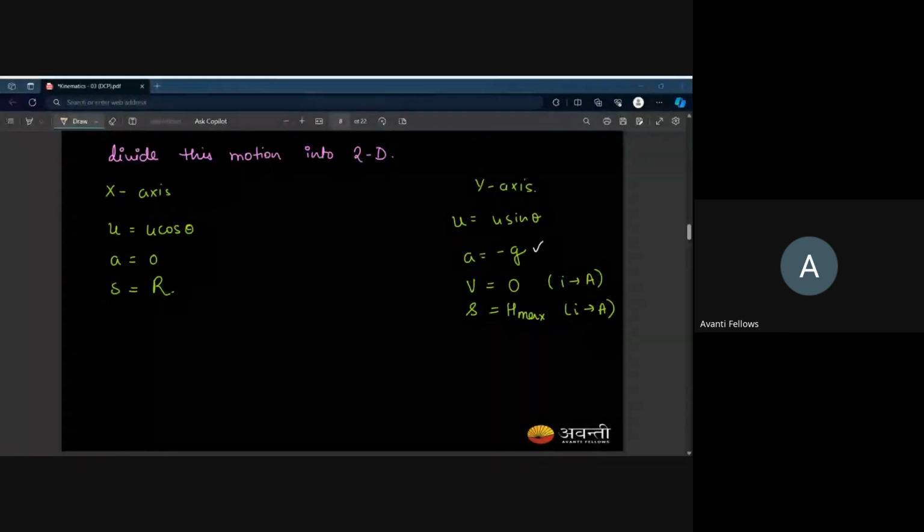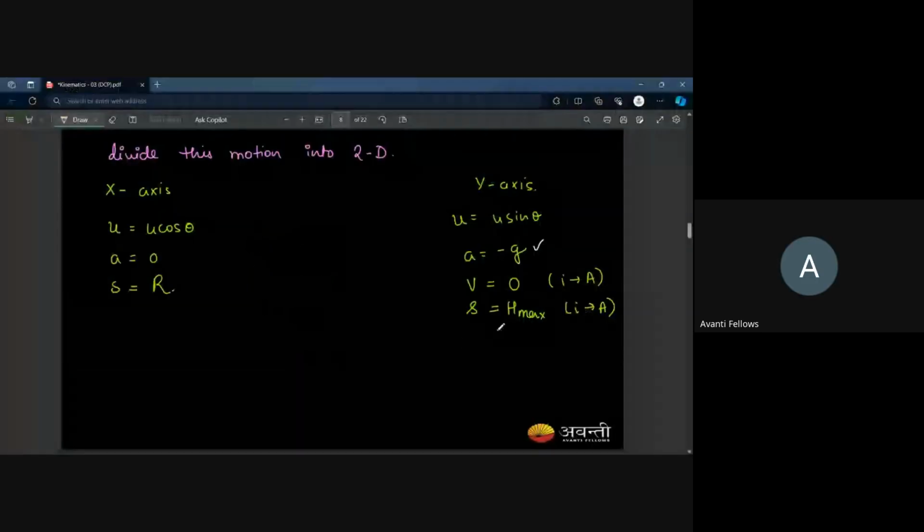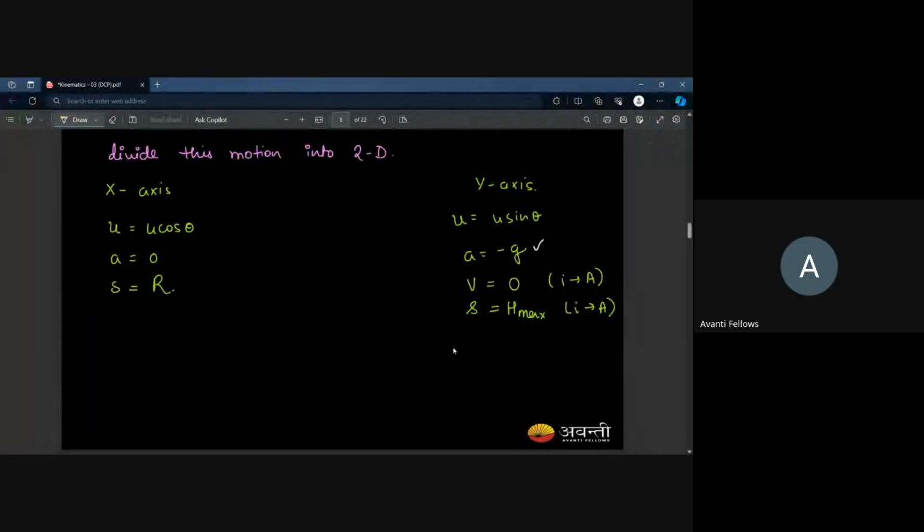Now tell me one thing, time is the same for the x and y axes both, because this object travels in the x direction as well as in the y direction in the same amount of time. Yes? Yes, ma'am. So let's start with the calculation of time. I guess we can use the first equation of motion.